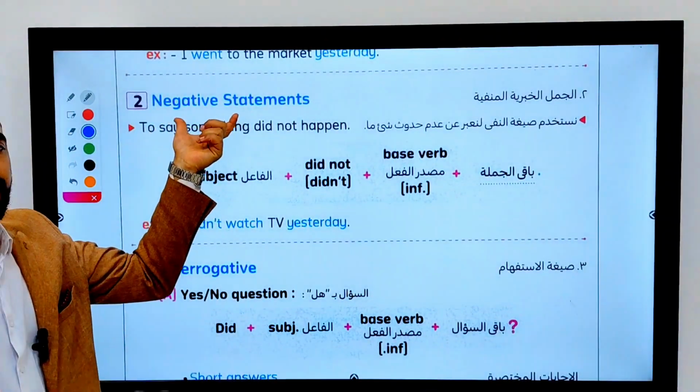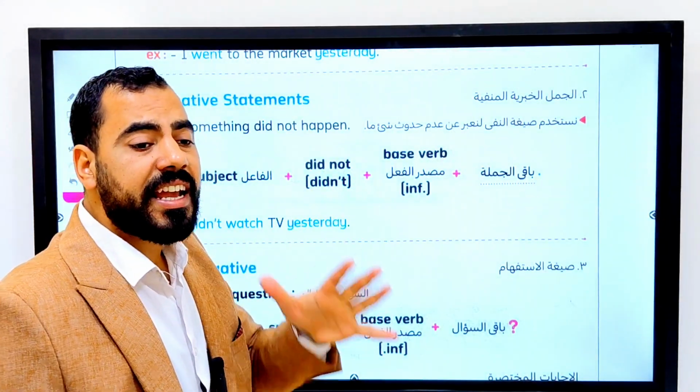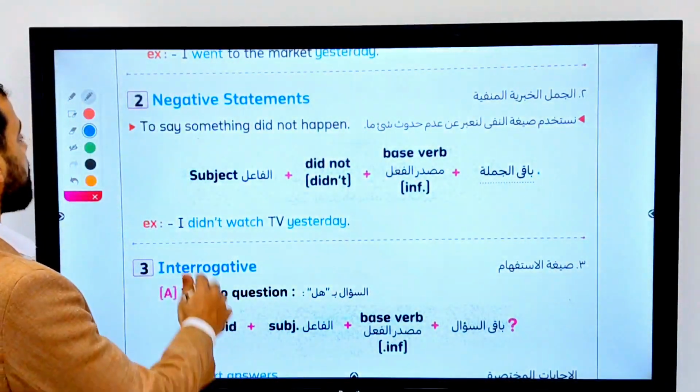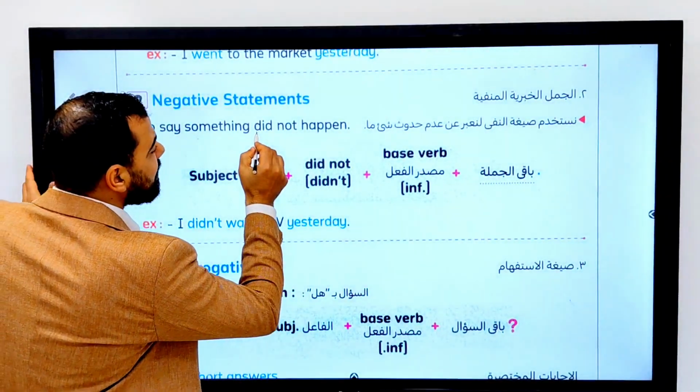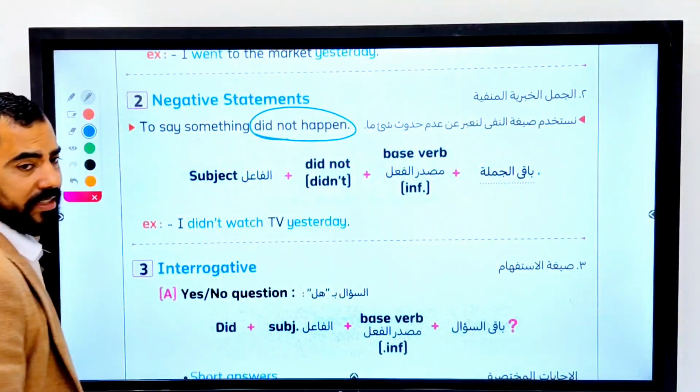Let's move to the negative statement. How can we get the negative statement in the past simple tense? To say something didn't happen. So what is the usage? That thing didn't happen in the past.